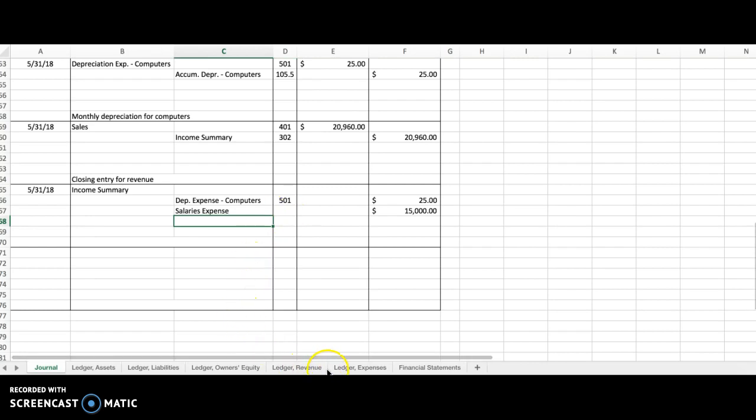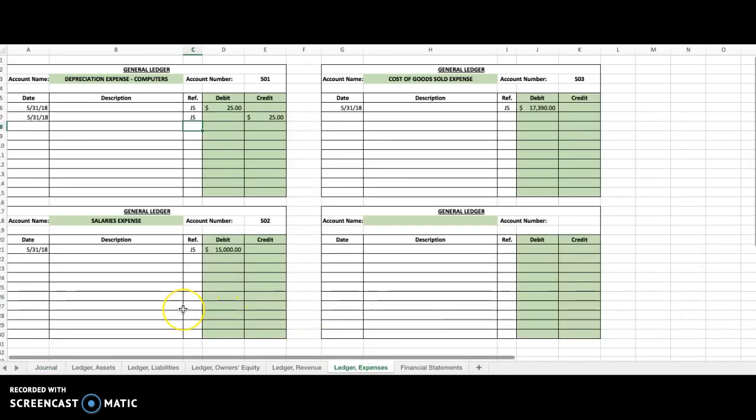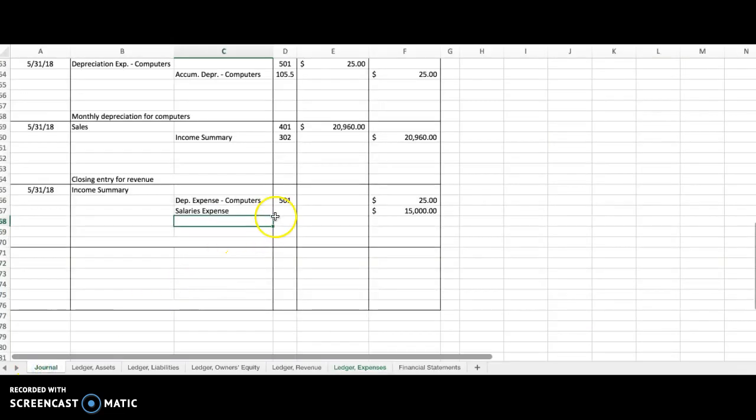If we go to the expense part of the ledger, we see salaries expense is debited by $15,000. So if we want to close it, we need to credit $15,000. So now it has a zero balance. So two expense accounts now have been closed. And that's account 502. And the last one is the cost of goods sold.